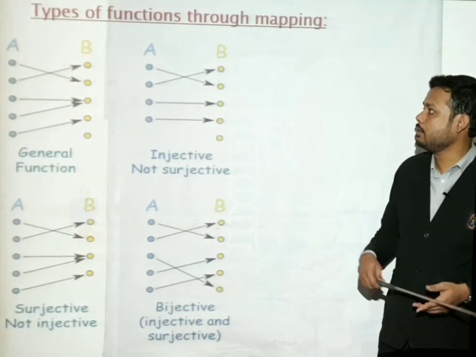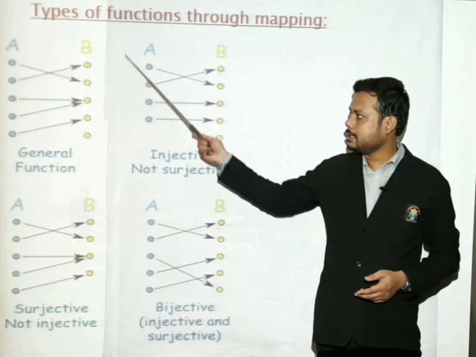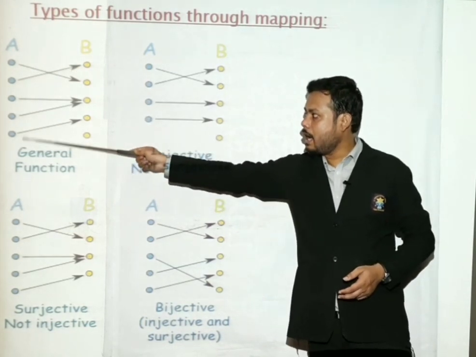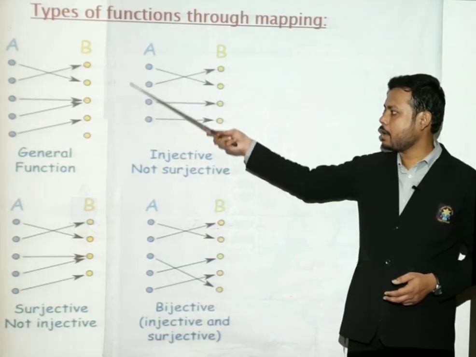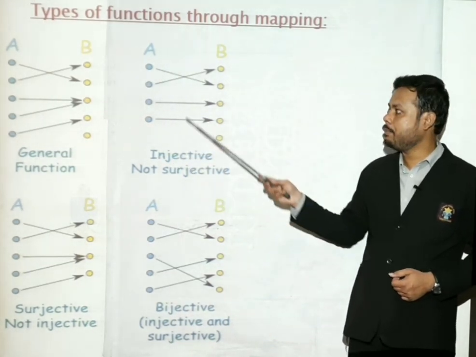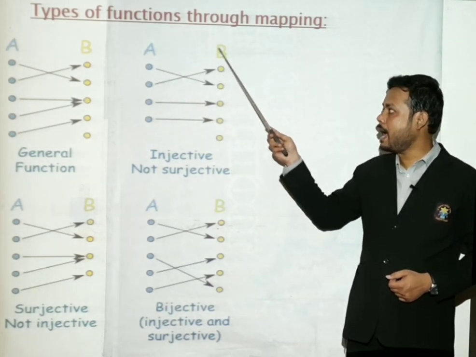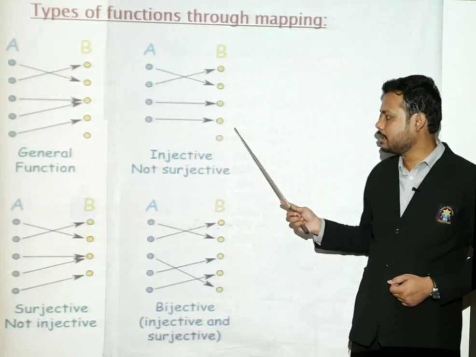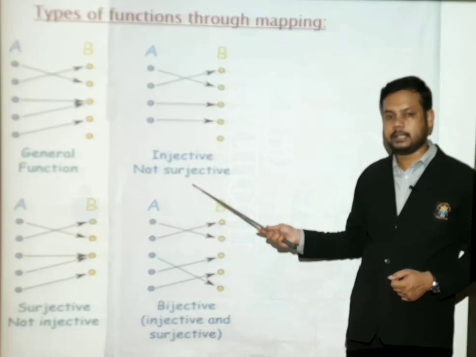Now let's talk about types of function through mapping. Here we can see that this is a general function because every element in set A has an image in set B. Now move on to this arrow diagram. This diagram is injective but not surjective. Why? Because every element in set A has its image in set B, but not every element in set B has a pre-image in set A. Here this one has no relation in set A. That's why it is not surjective.